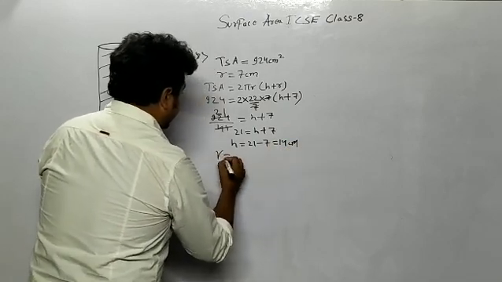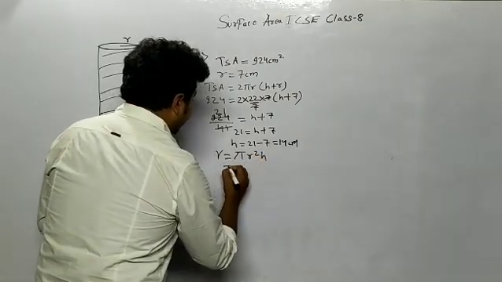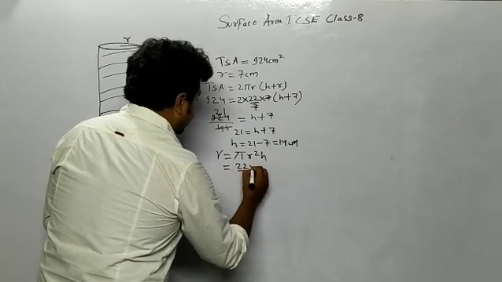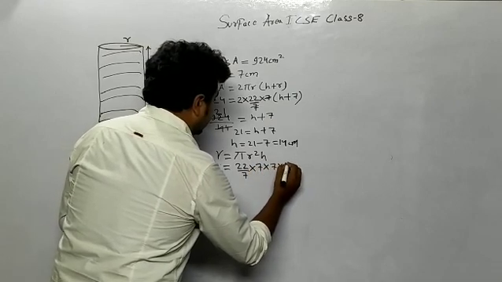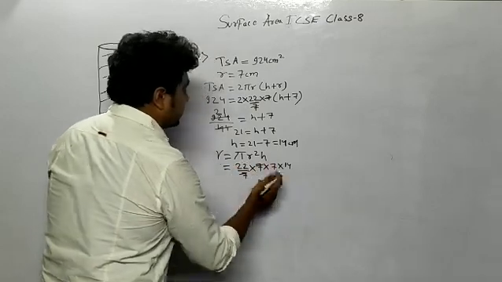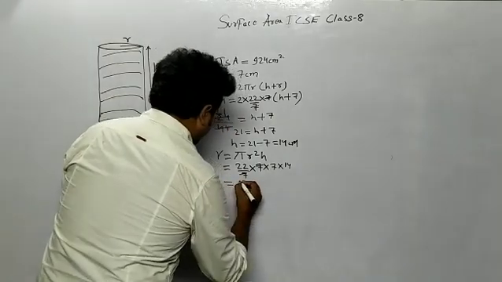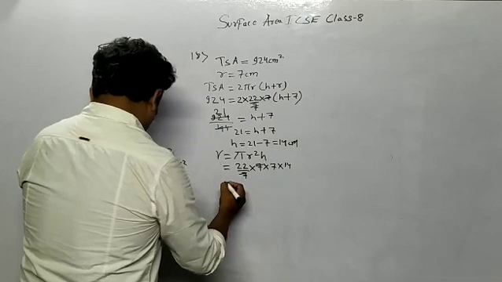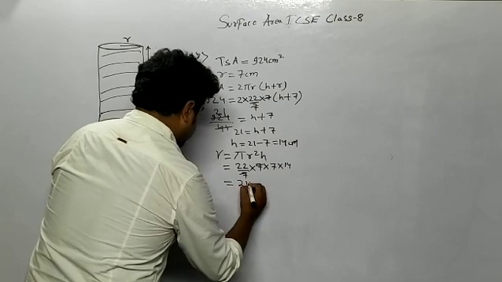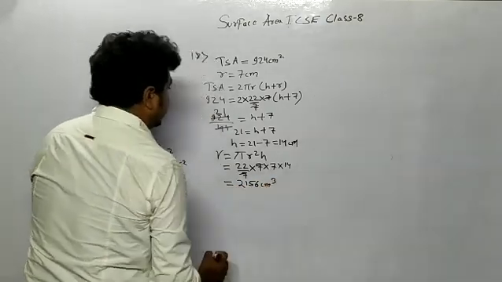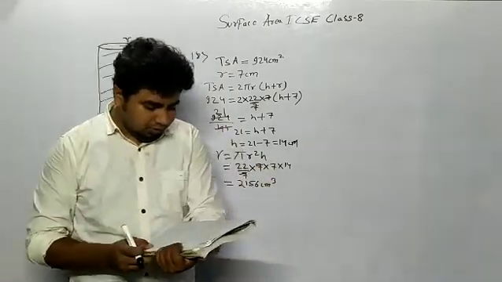This is volume. Now volume we can find. Volume is equal to pi r square h, which means 22 by 7 into r, which is 7, into 7 into 14. 7 and 7 will get cancelled. 22 into 7 is 154. 154 into 14 you have to find, which will be equal to 2156 centimeter cube. So this is question number 18.